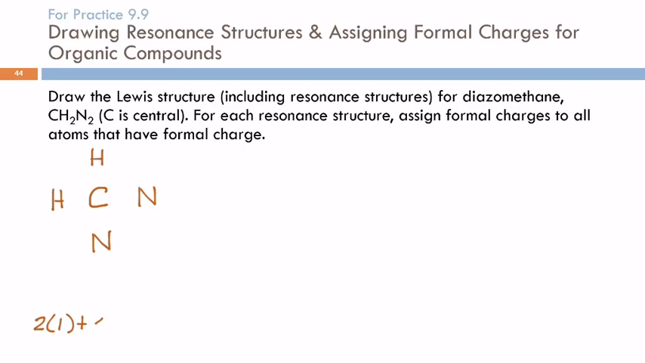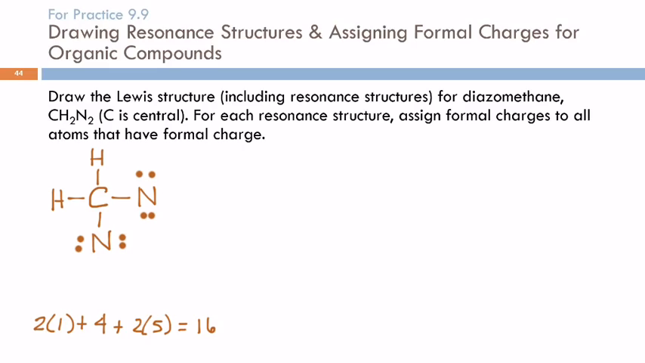2 for each of the hydrogens, and 4 for the carbon, and 2 times 5, so 16. Start by putting in some bonds. 2, 4, 6, 8, 10, 12, 14, 16.